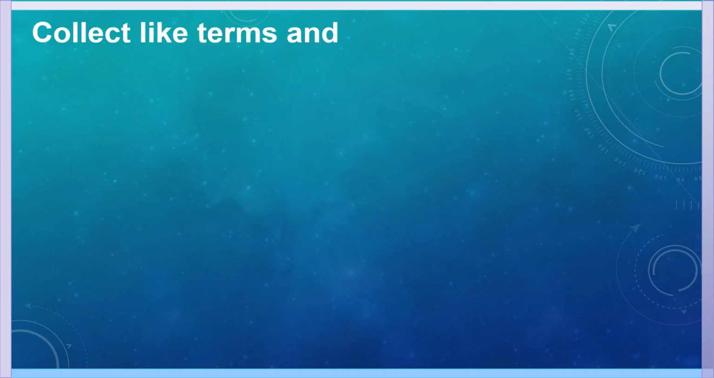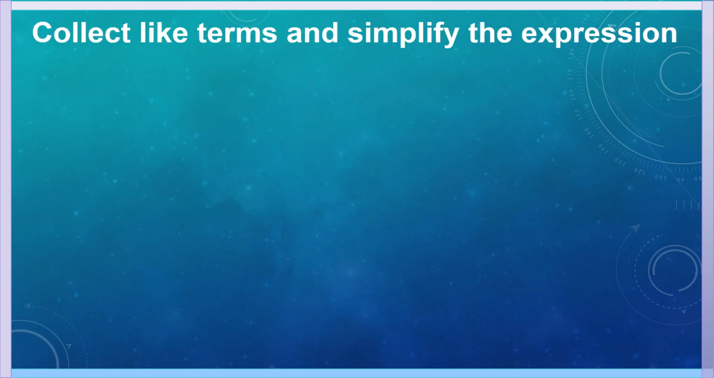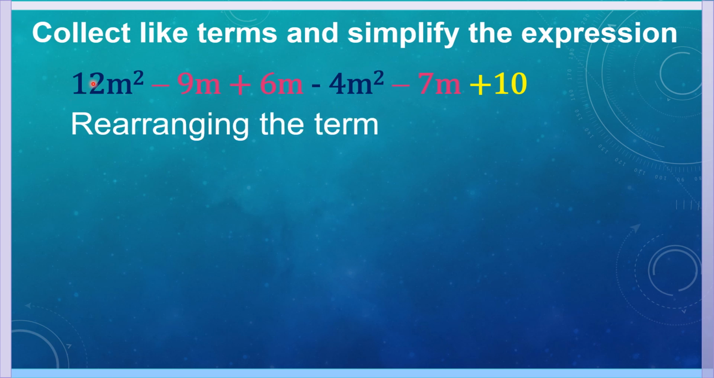Collect like terms and simplify the expression. 12m square minus 9m plus 6m minus 4m square minus 7m plus 10. We need to separate the terms, right? Collect the like terms first. 12m square minus 4m square are like terms. Minus 9m plus 6m minus 7m are like terms. And plus 10. Here m square is common and here m is common.